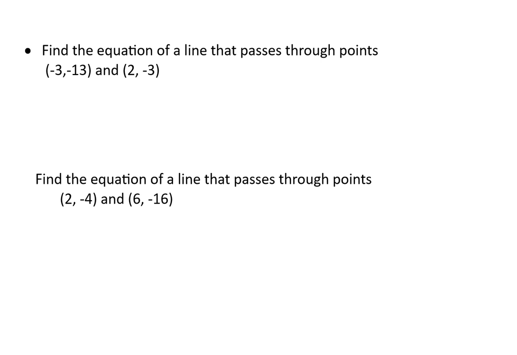Find the equation of a line that passes through points (-3, -13) and (2, -3). So again, our gradient is your change in y. -13 to -3 goes up 10, and your change in x, -3 going up to 2, would be going up 5, so your gradient is 2. So you know the first part of your equation is y equals 2x.